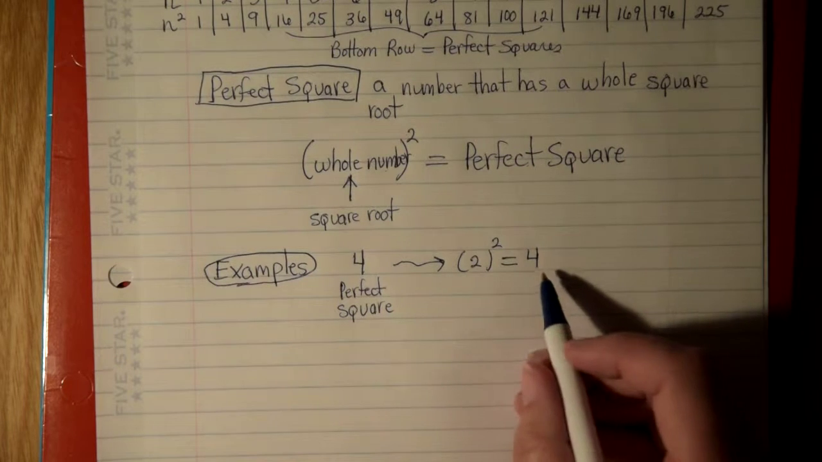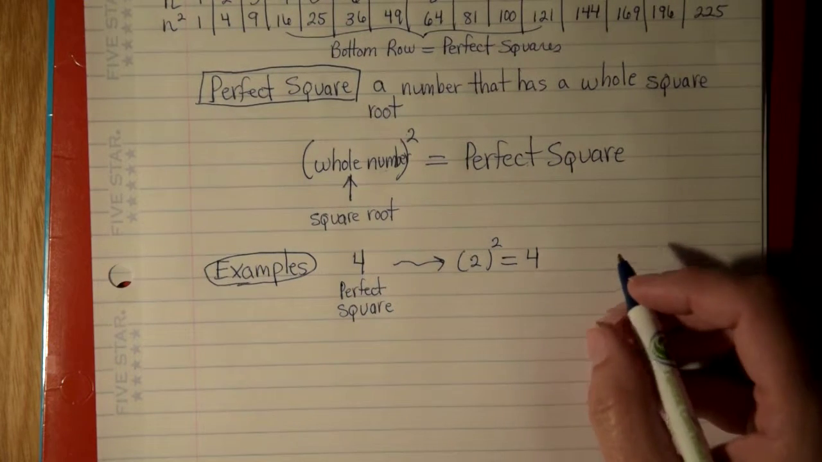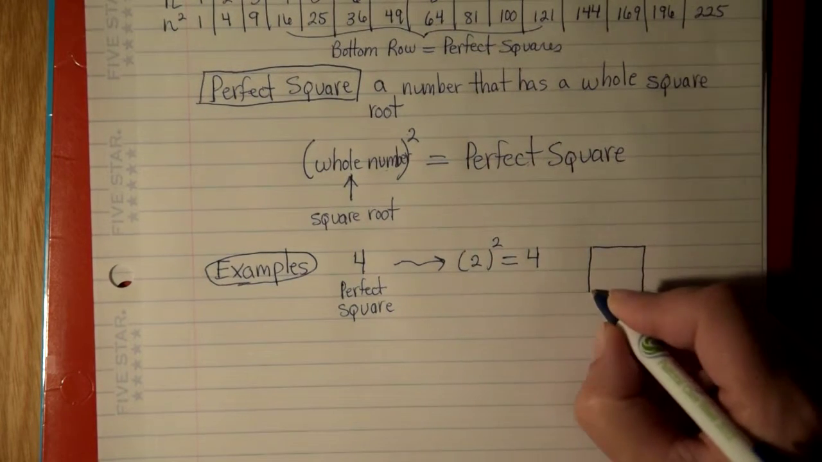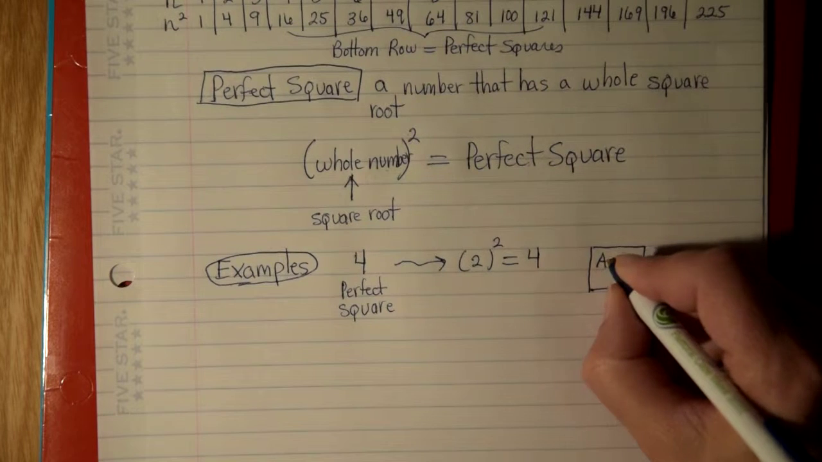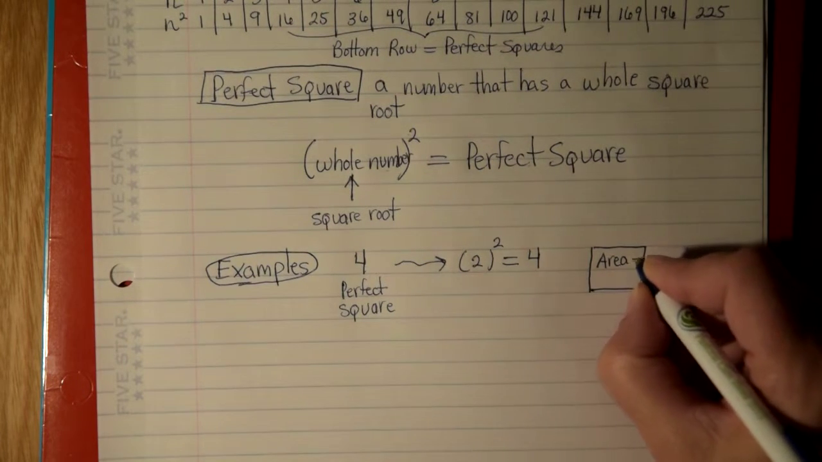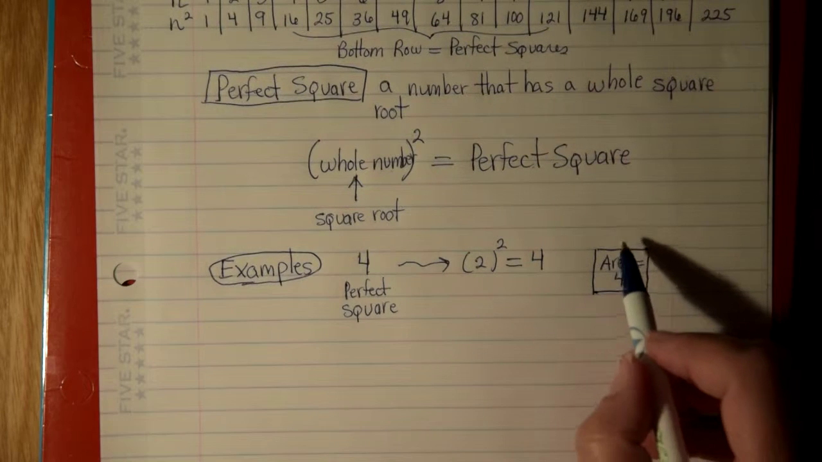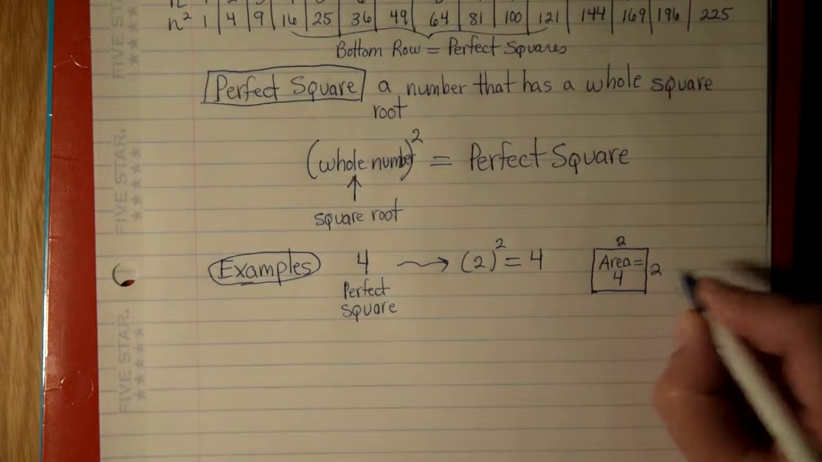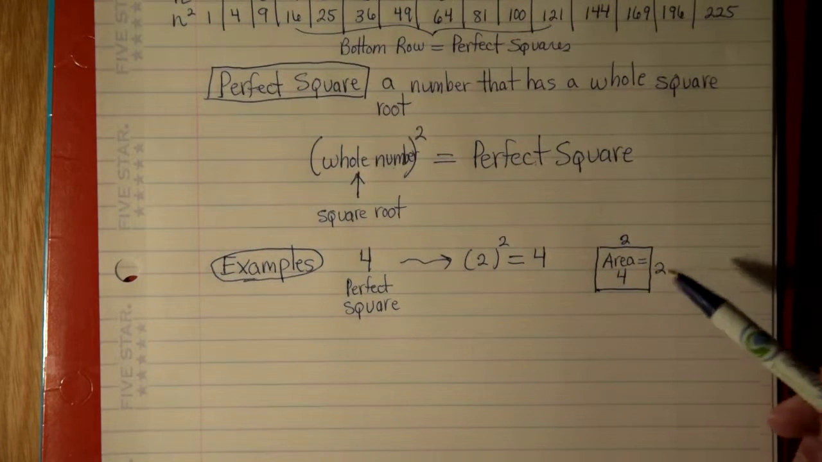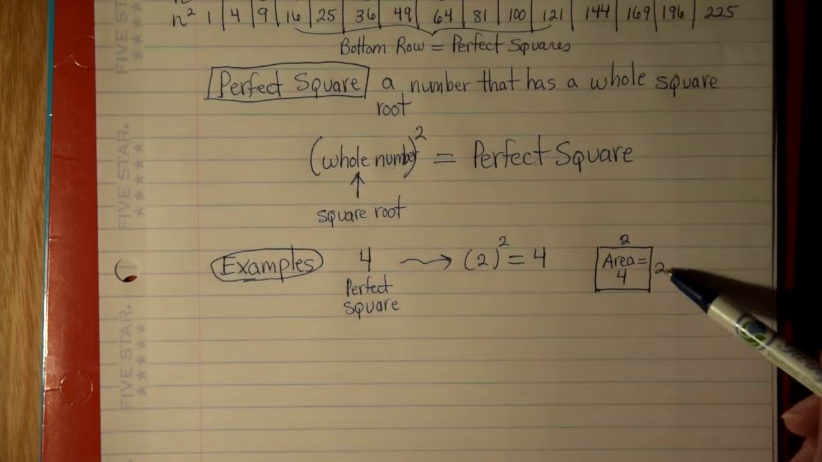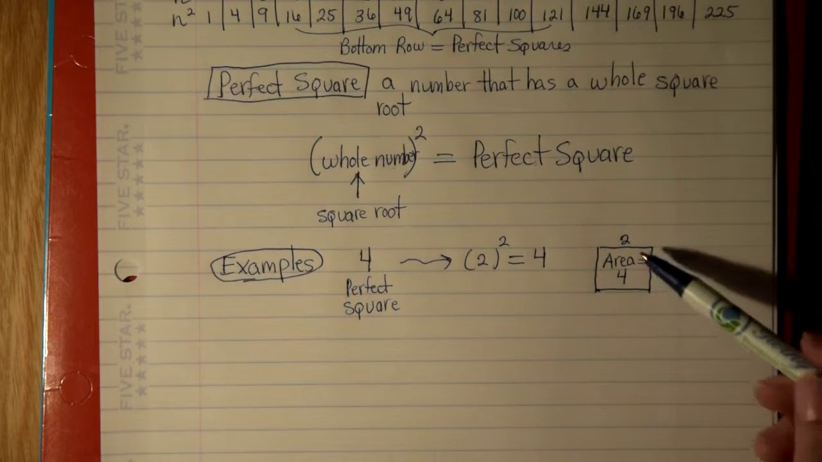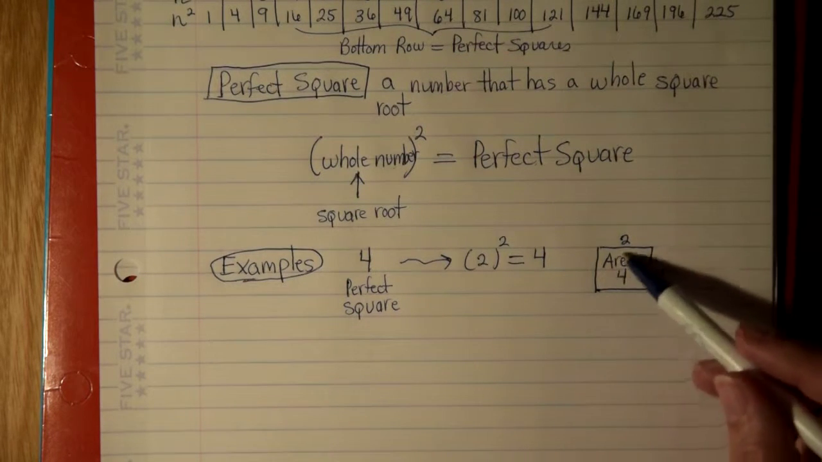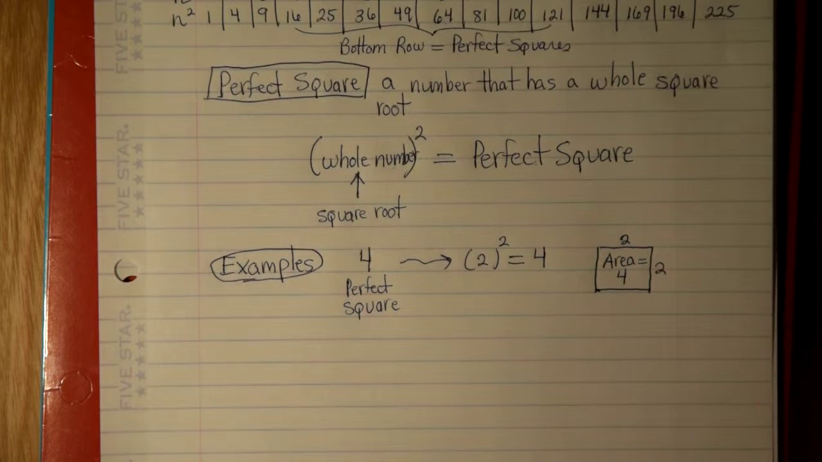Now the reason they call it a perfect square is because there exists a square that has an area of 4, and the side lengths are going to be whole numbers. In this case, 2 and 2. Right, because the area of a square is just one side times the other side. It's length times width, but those are both the same number. So the perfect square is the area, and then the square roots would be the side lengths.